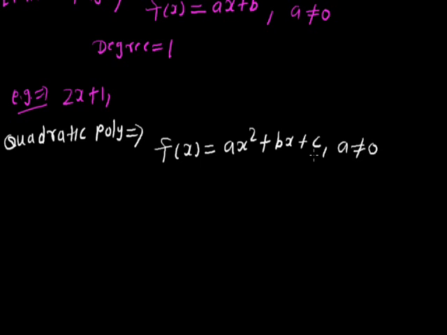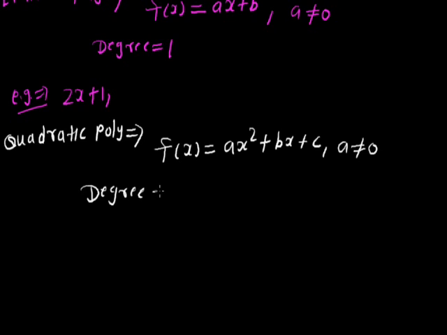Otherwise it will be a linear polynomial, because if a becomes 0, then the coefficient of x square will become 0 and it will be a linear polynomial. So this is the condition which we have to apply whenever we say any expression is a quadratic polynomial. Okay. Now what is the degree of this quadratic polynomial?